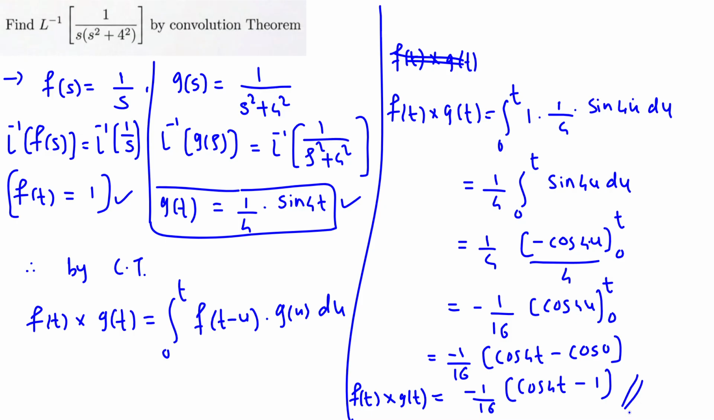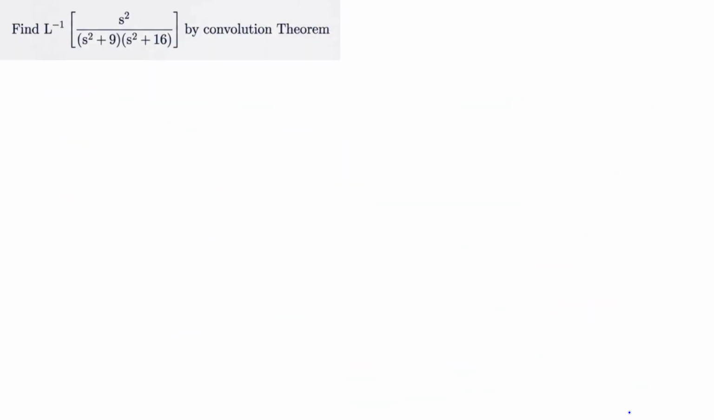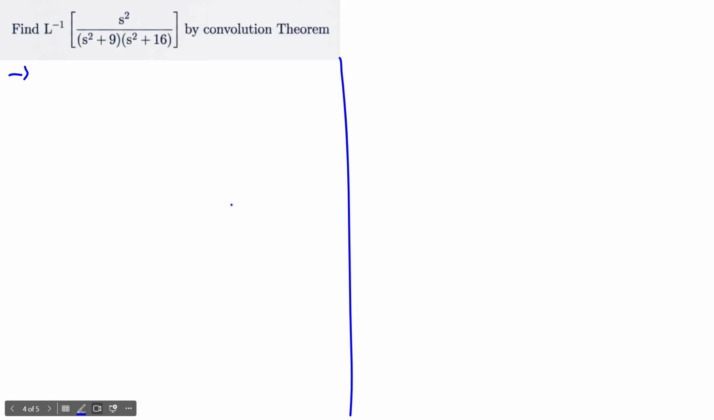You will get full marks. Okay, so I hope the convolution theorem concept is almost clear to you, or else we'll solve one more question. Okay. Now this kind of question is mostly asked in exams. Okay, the question is again the same: find the Laplace inverse of the given expression by using the convolution theorem.